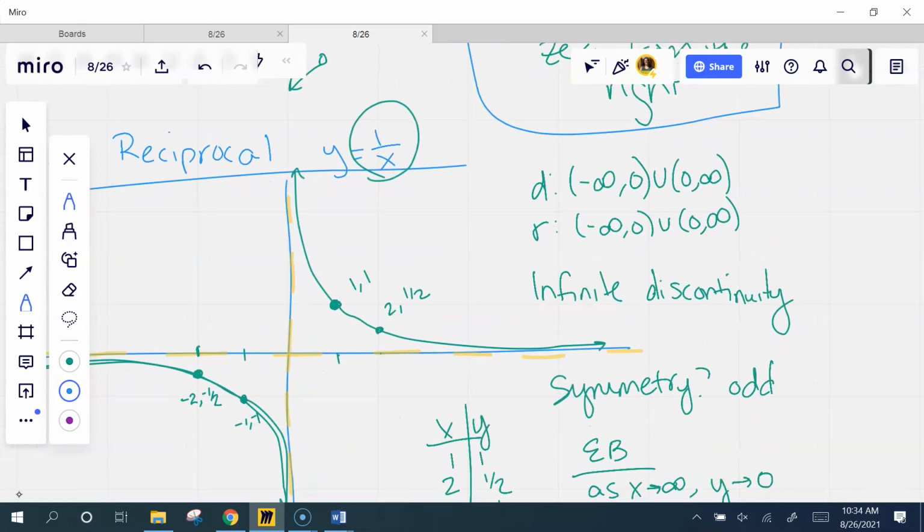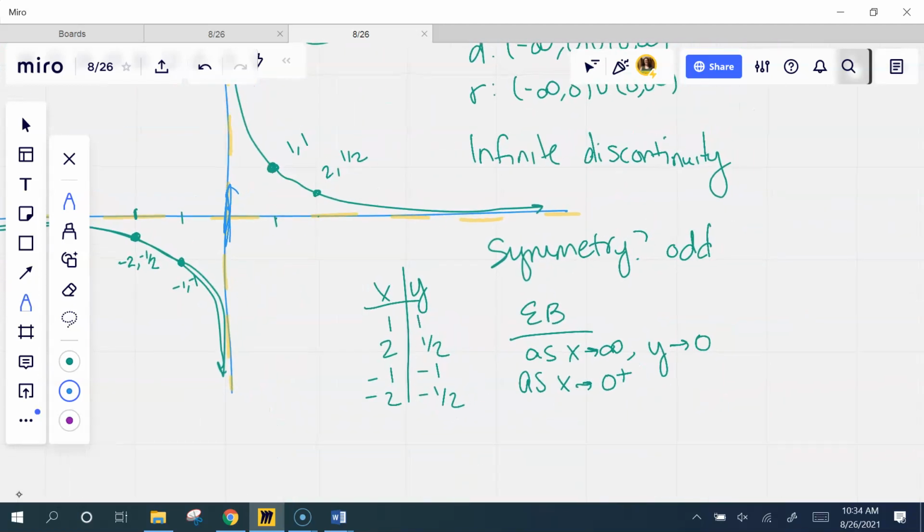Looking at this graph, as x goes to 0 from the right side, this is positive, right? Positive is always to the right. So at 0 on the right side, what is the graph doing? It's going to positive infinity. So this is the right end of the graph.